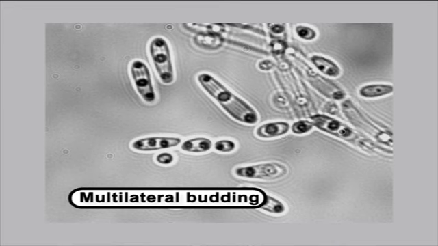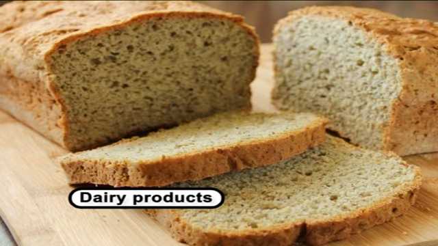Debaryomyces. These ascosporogenous yeasts sometimes produce a pseudomycelium and reproduce by multilateral budding. They are one of the two most prevalent yeast genera in dairy products.